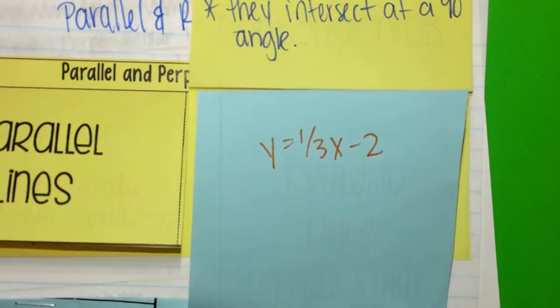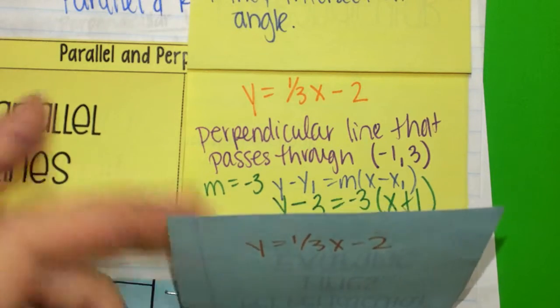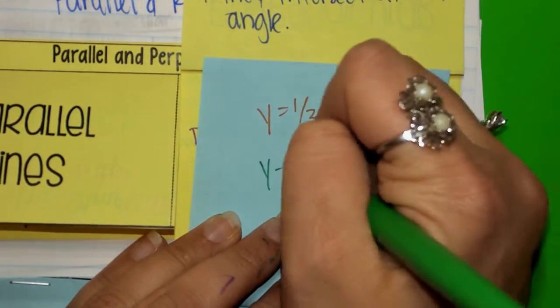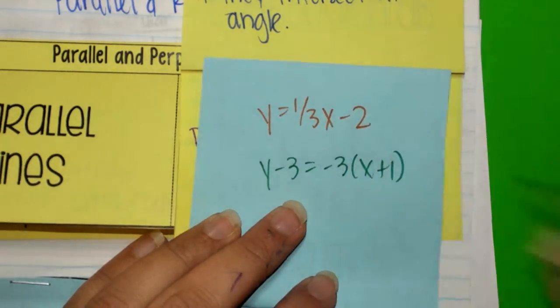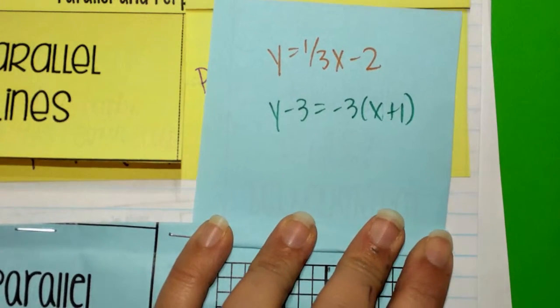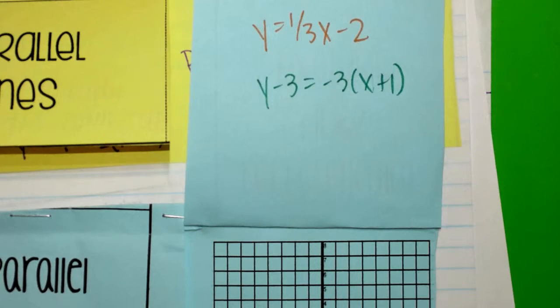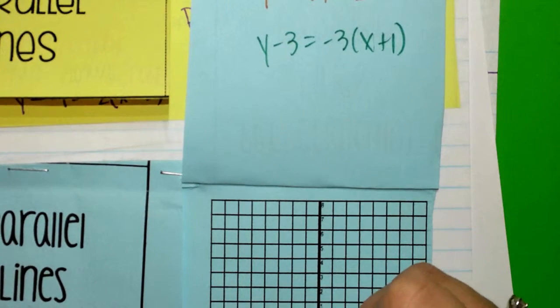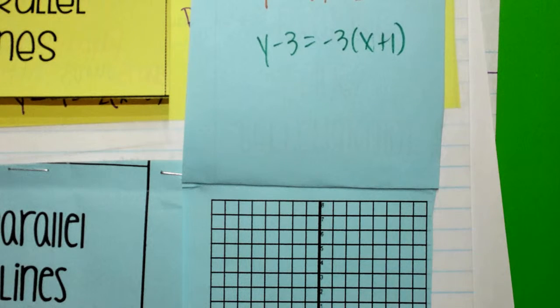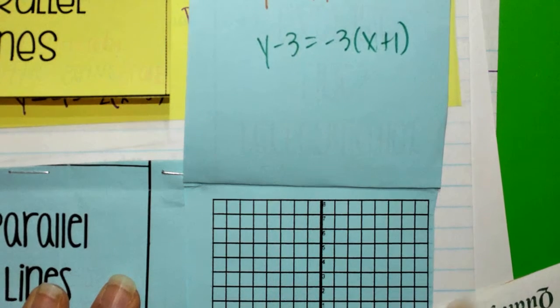All right, so our first one is y equals 1/3 x minus 2. Our second equation was y minus 3 equals -3 times (x plus 1). Now, how would we graph our first orange equation, the one up top? Down 2, and then what? Up 1 to the right 3. Fantastic. And again, up 1, right 3. How many points do we need? At least 3. Good. Connect the dots.